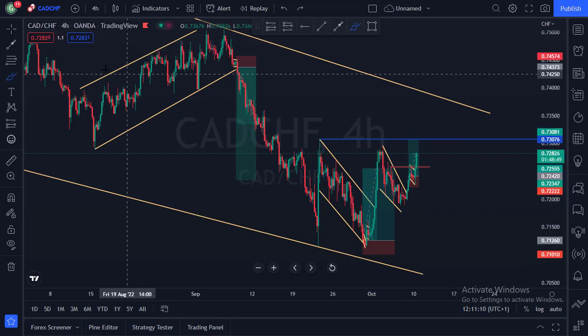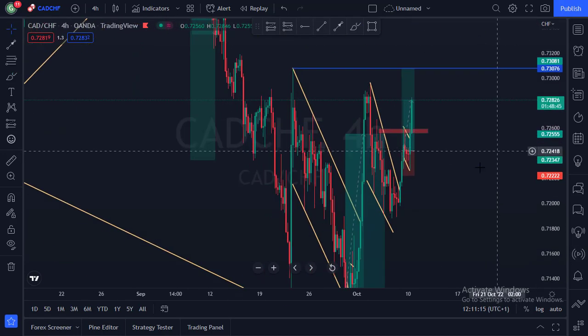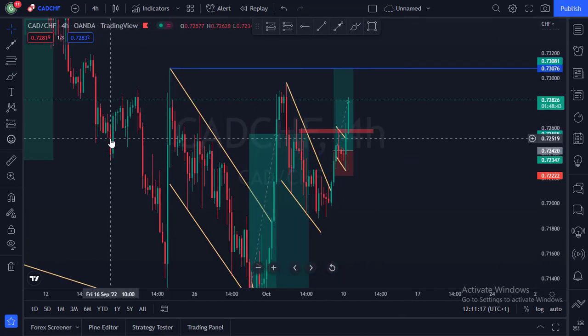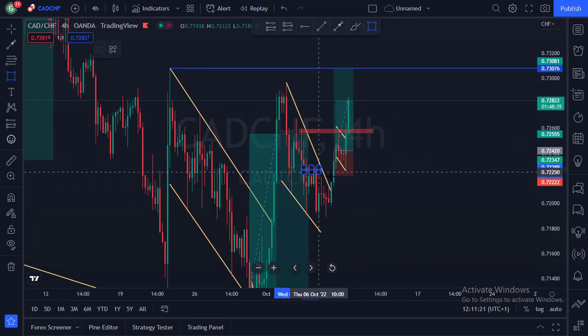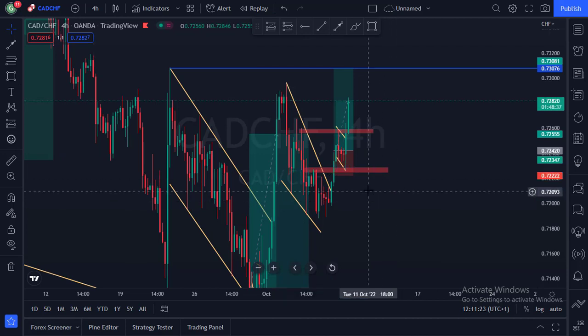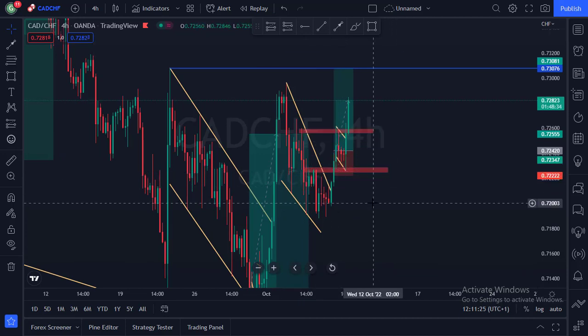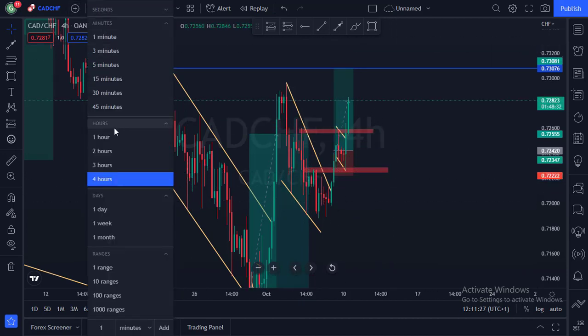Why I got into this trade, let me show you that quickly. So you can see that price broke this structure right here. Price broke this structure right there. I was waiting for price to break that structure. Price broke that structure and then formed a correction.